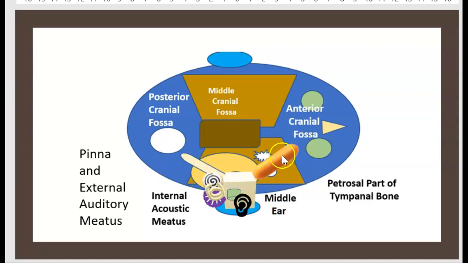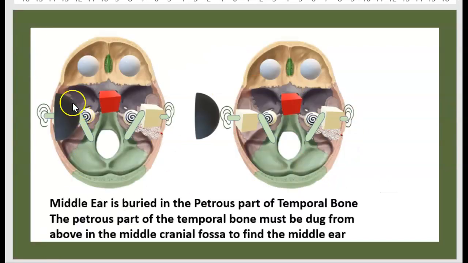This is the Eustachian tube. Middle ear is buried in the petrous part of temporal bone. The petrous part of the temporal bone must be dug from above in the middle cranial fossa to find the middle ear.